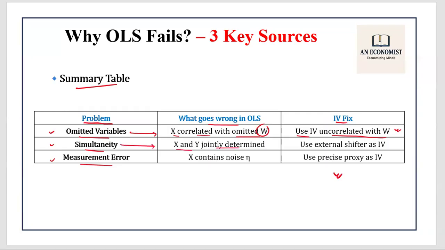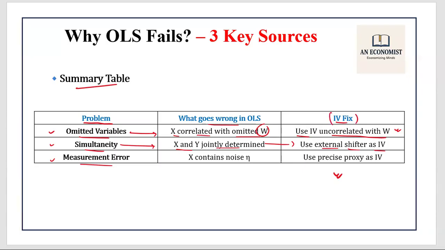Then in case of simultaneity, what happens? X and Y are jointly determined. Bidirectional causality happens. X and Y both become endogenous. That is why if you apply OLS, that will give you biased and inconsistent estimates. Again, we need an IV. We use some external shifters. So in our scenario, we have used the input prices as a proxy of the endogenous variable, the milk prices, right? We have seen how to use the external shifters as an appropriate IV in this particular scenario.